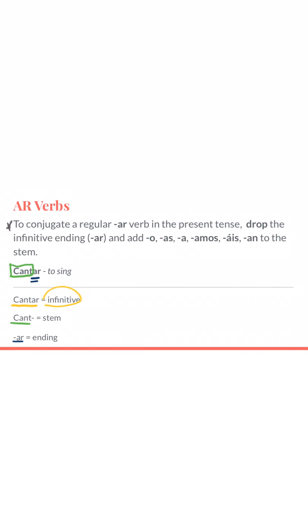Okay, so now that we got that down, let's head back up here to that top portion. It says to conjugate a regular AR verb in the present tense. What we're going to do is drop the infinitive ending, so what we have in blue there, that AR, and instead we're going to add some endings to the stem. Those endings are as follows. We have o, as, a, amos, áis, and an to the stem. All right, so let's take a look and see what that looks like in an actual verb chart.